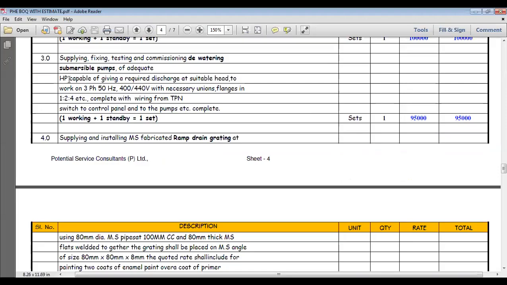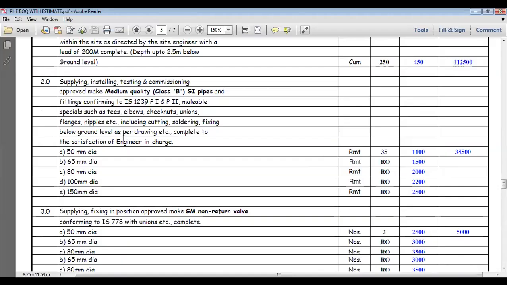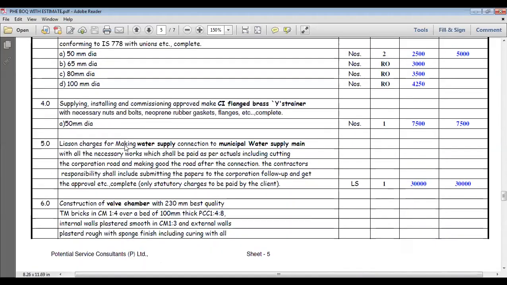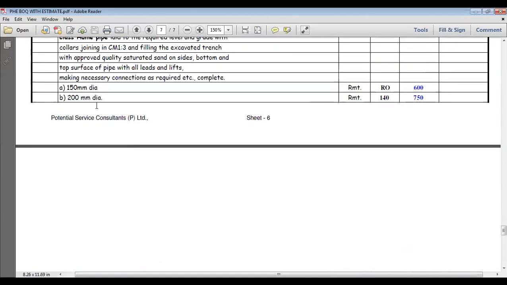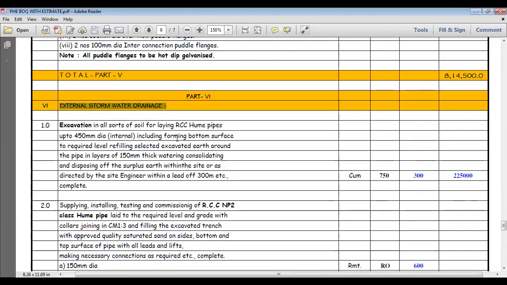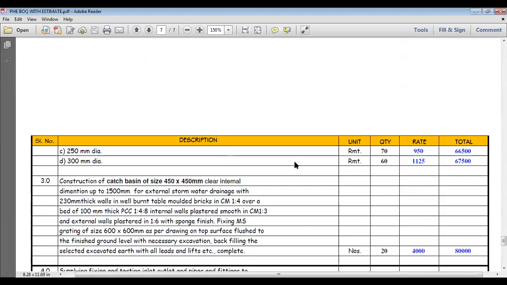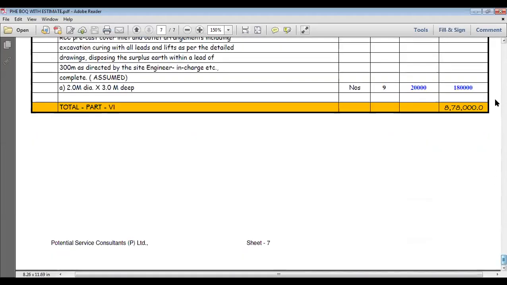The external water supply means other than the building. Whatever is coming outside of the building, that only we have to separate. Because if you put it separately, the contractors will select separately. External stormwater drainage is done by a separate contractor. The civil contractor will do the external stormwater drainage and all. So that's why we put it separate. Like that we have to put.